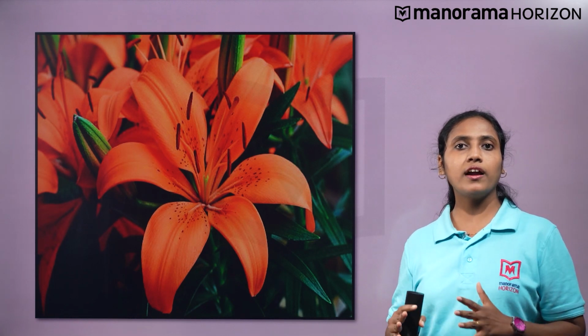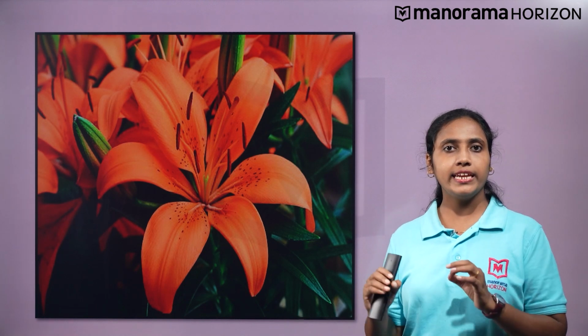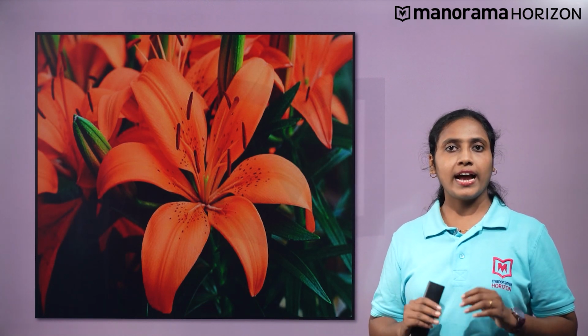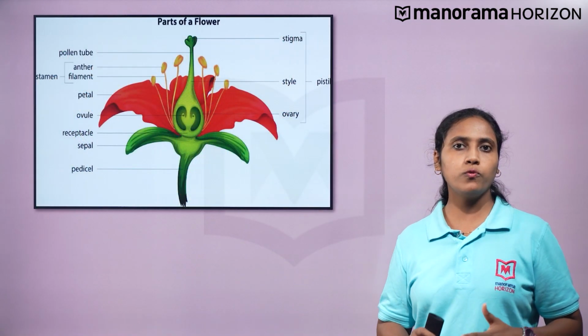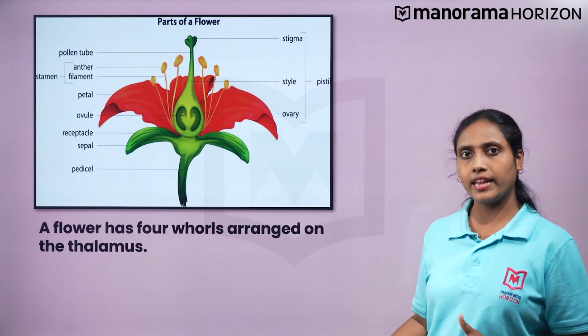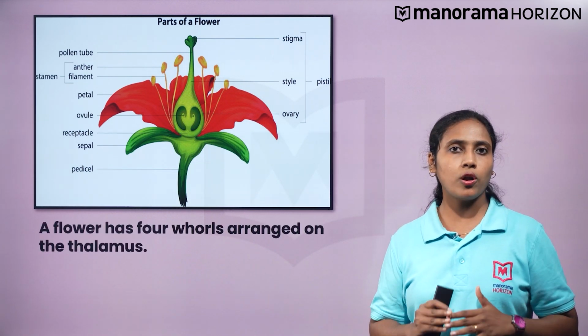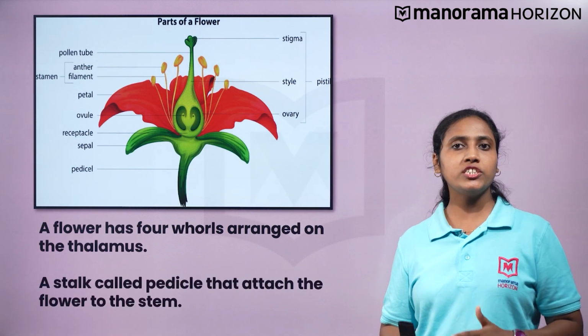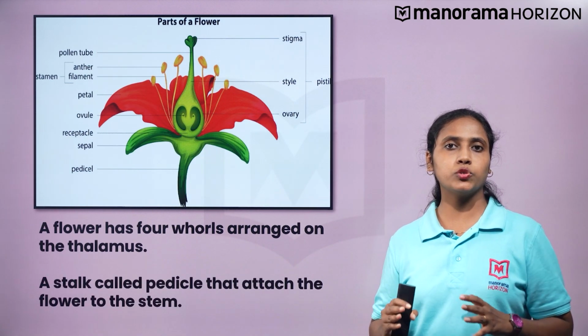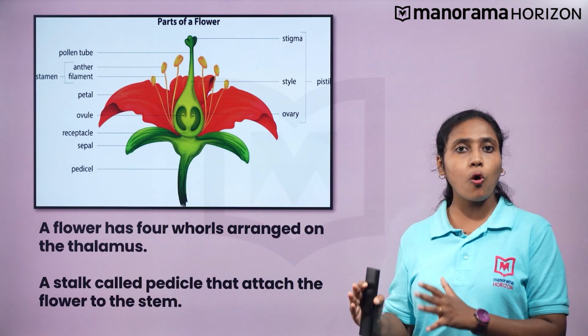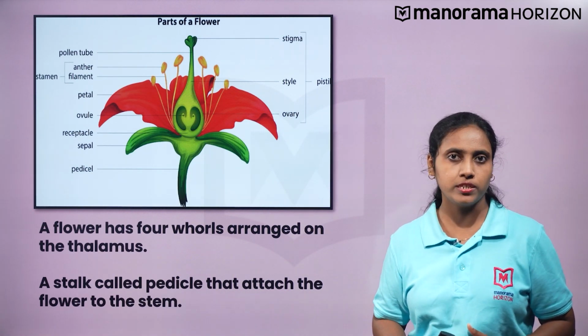You would be surprised to know that the flower is a reproductive part of the plant, particularly in angiosperm. Angiosperms are plants that produce flowers and fruits. A flower has 4 whorls arranged on the thalamus and a stalk called pedicel which attaches the flower to the stem. The thalamus is a swollen part and is also known as receptacle.